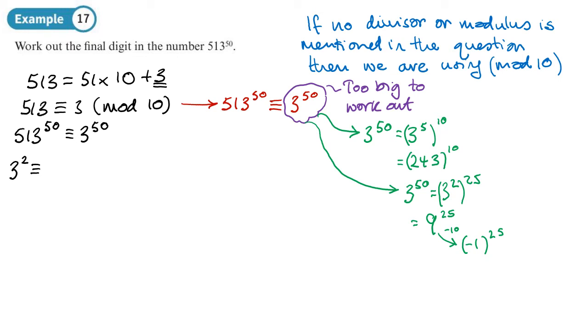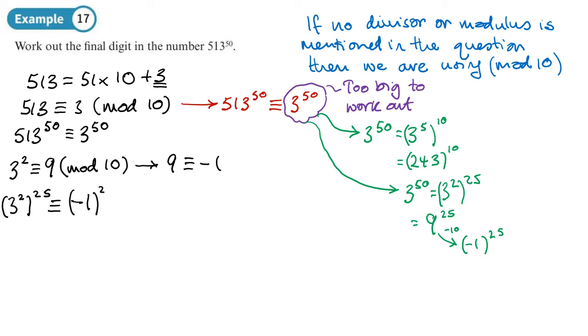Now 3 squared is 9 in mod 10, and 9 is still too difficult, but 9 is congruent to -1. So where I've got 3 squared, and I'll do that to the power 25, that's congruent to 3 squared is 9, which is congruent to -1. So -1 to the power 25, all under mod 10.